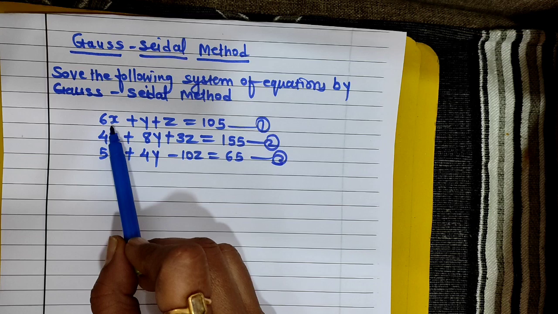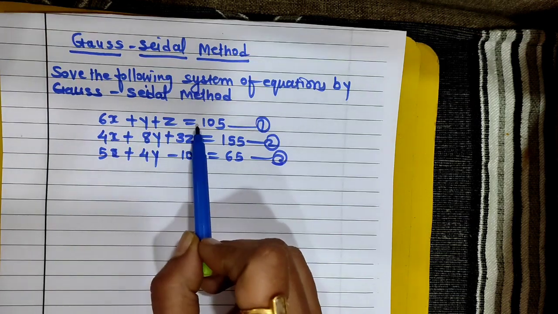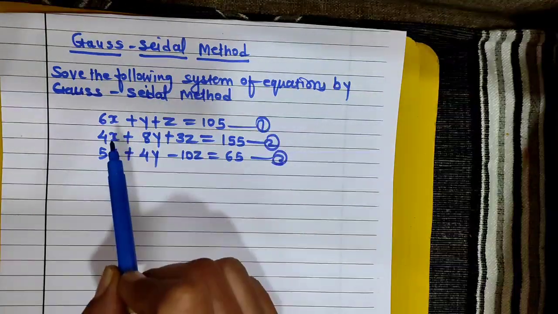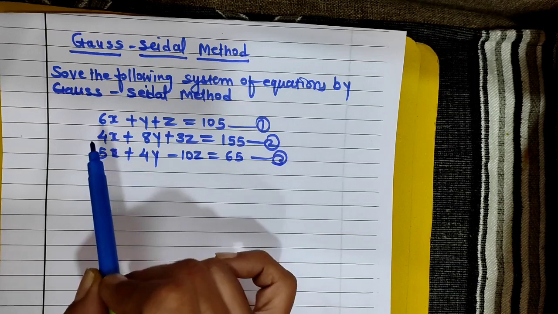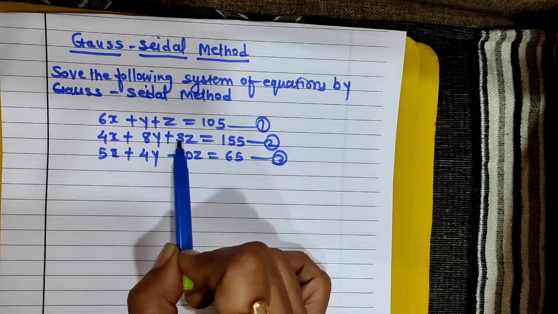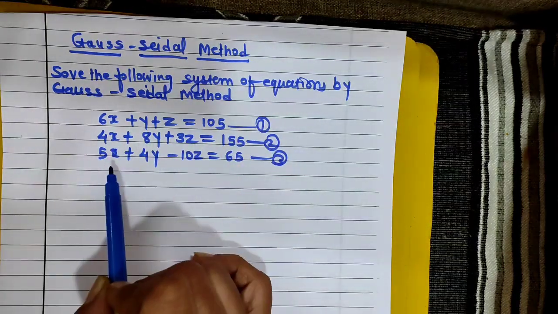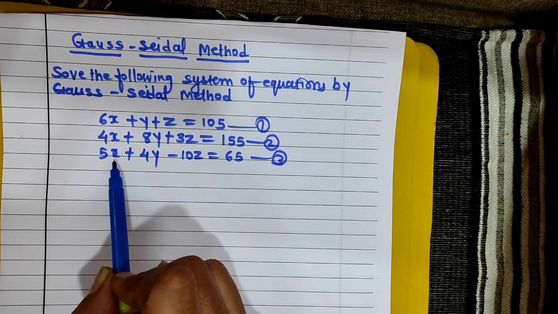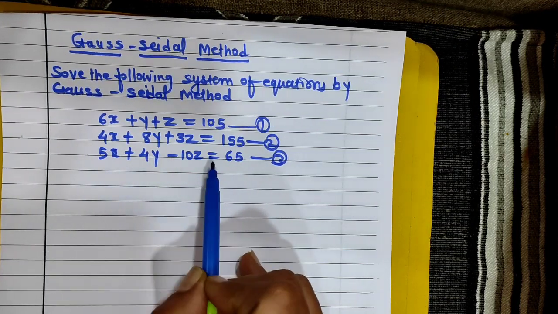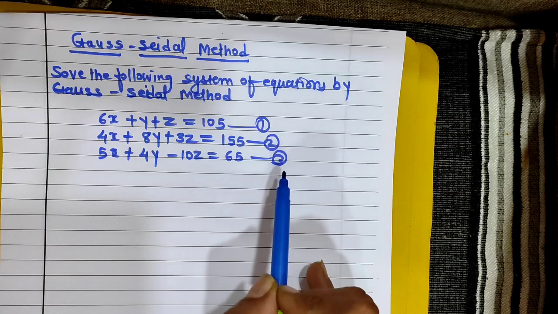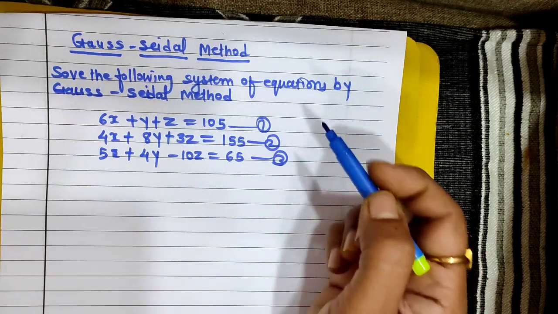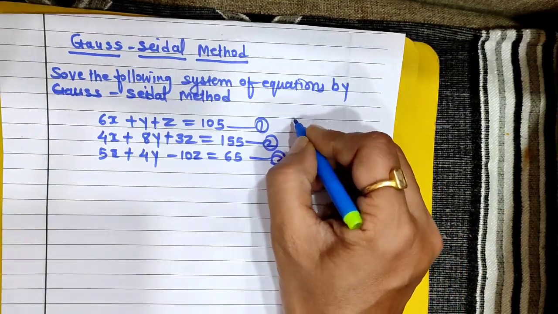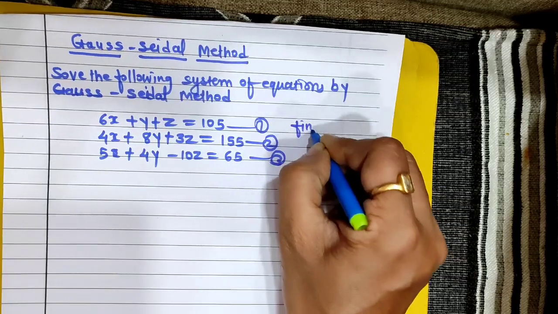The first equation is 6x plus y plus z equal to 105. This is equation number 1. The second one is 4x plus 8y plus 3z equal to 155. The third equation is 5x plus 4y minus 10z equal to 65. That is the third equation.